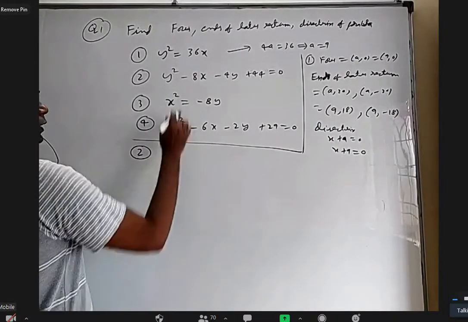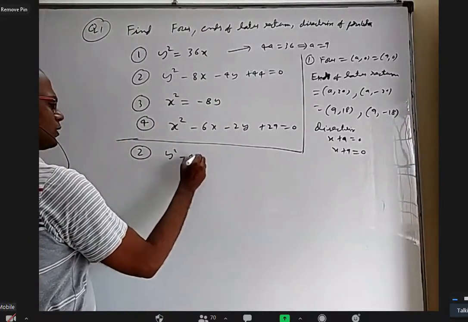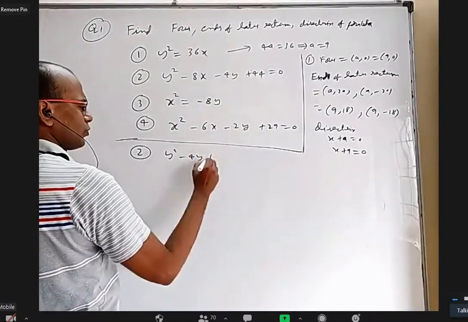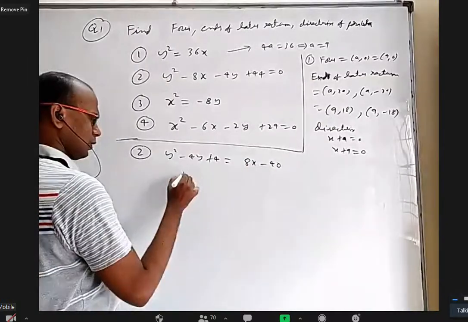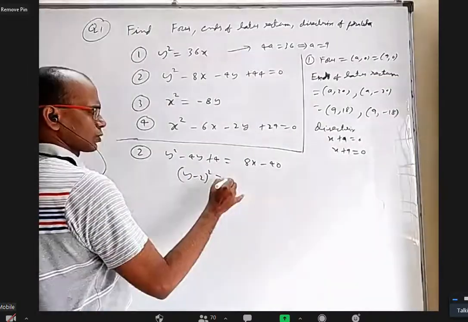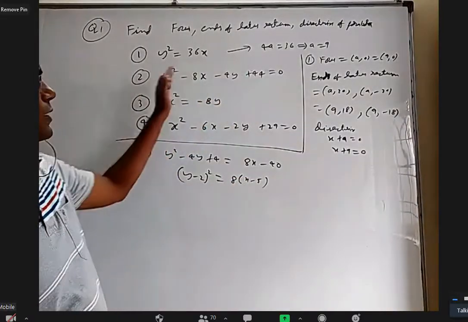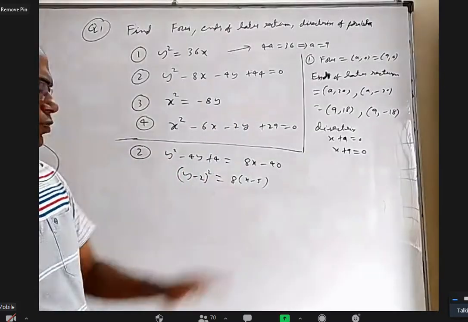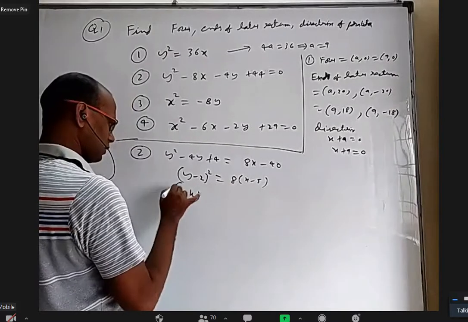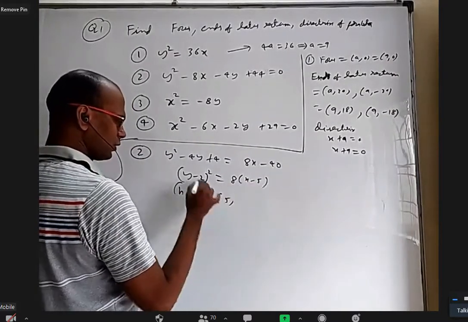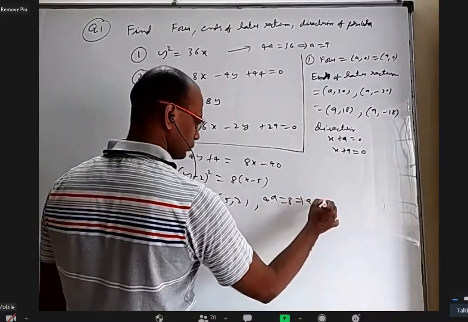Second one, first of all I have to make a perfect square properly. So y square minus 4y, I'll borrow 4 from this to make a perfect square and send 8x that side, minus 4 to this. This is y minus 2 whole square equal to 8 into x minus 4. So you have to adjust the constant so that the y square term, y term, and constant term become a perfect square. Now h comma k here is h is 4 and k is 2, and 4a equal to 8, so a equal to 2.